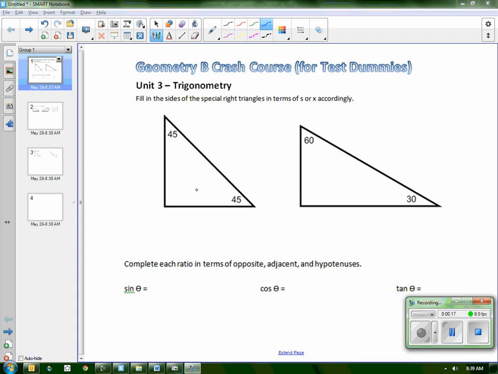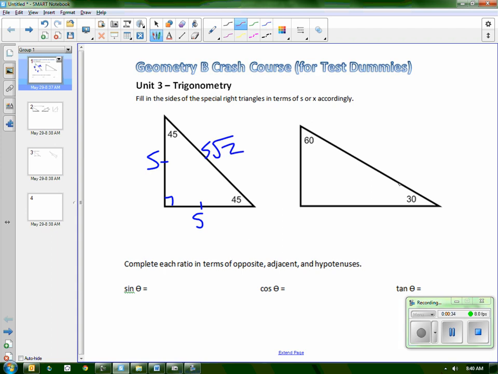The special right triangles, do you remember the labels? It doesn't really matter what variables you use, but I use S and S for the side of a square. This is an isosceles right triangle. It's the corner of the square. So I use S, S, and then the hypotenuse is S radical 2. We're going to do some problems with this later.